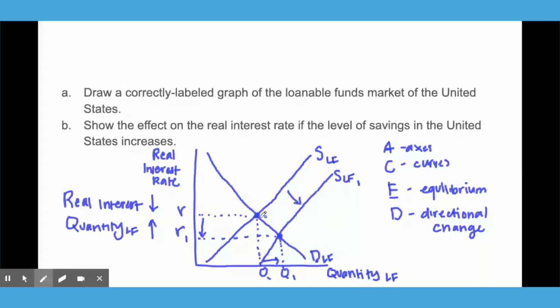So after every graph, have students go through this checklist. Do I have each axis labeled? Do I have each curve labeled? Do I have my equilibrium indicated? And have I shown directional change?